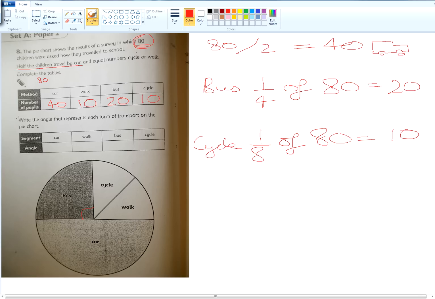So remember, it's 10, but not Ben 10. That's something completely different. So 40 add 10 add 20 add 10 will give us what? 80, and it works. Now we'll write the angles.